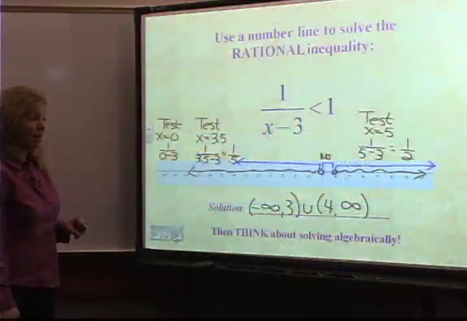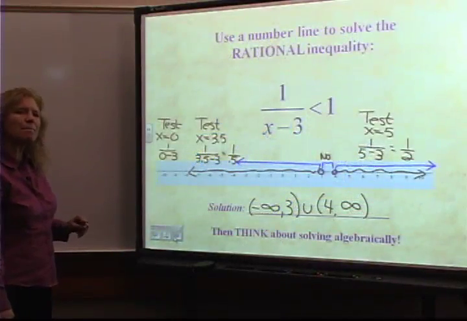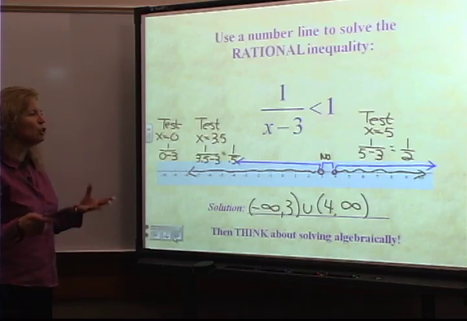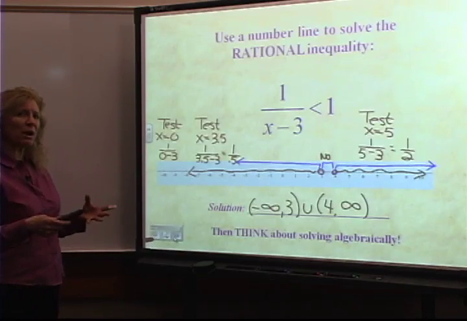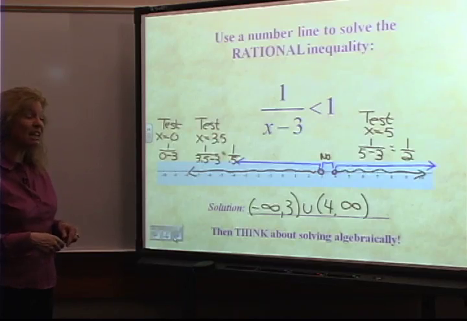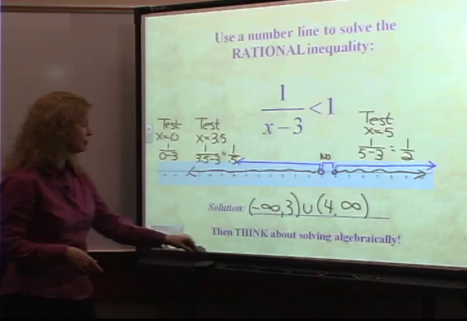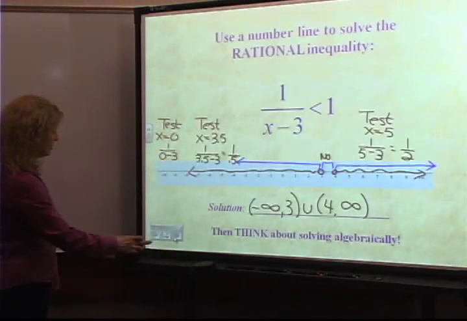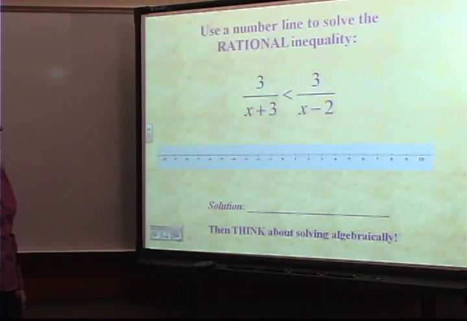Okay? And I think that's actually a lot better than graphing the entire function and then trying to figure out where it's below y equals 1. I think this is actually much, much, much easier. Okay. Well, let's try another guy.